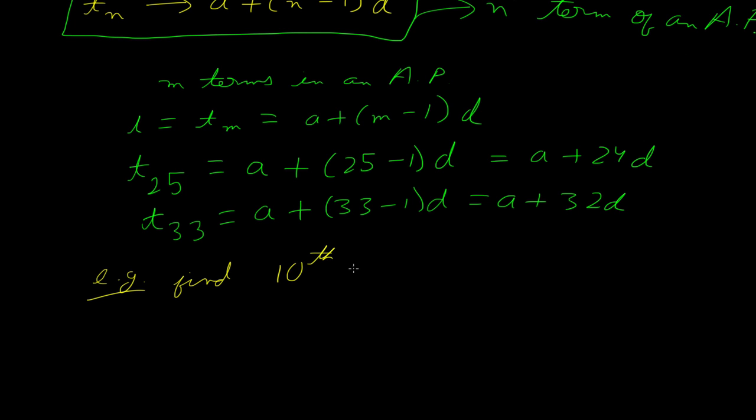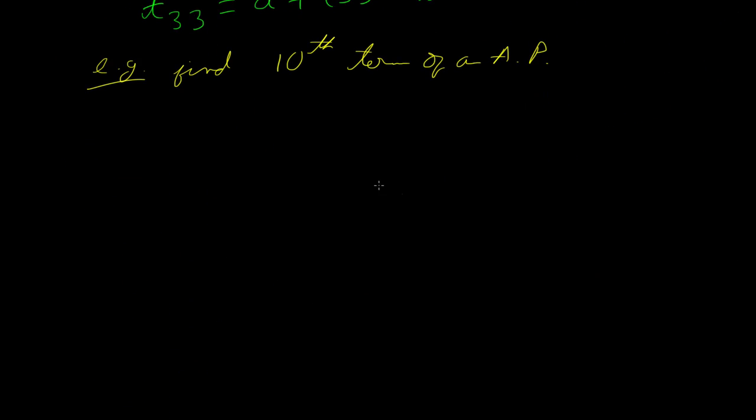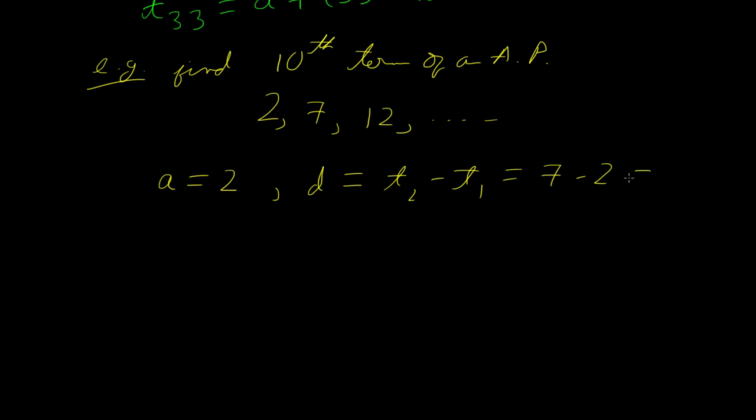Let us quickly have a look at an example. It says find the 10th term of an AP, and the AP is 2, 7, 12, and so on. So we need to find the 10th term. So what do we have here? We have the first term as 2, a is 2, and the common difference will be t2 minus t1, which will be equal to 7 minus 2, which is equal to 5.